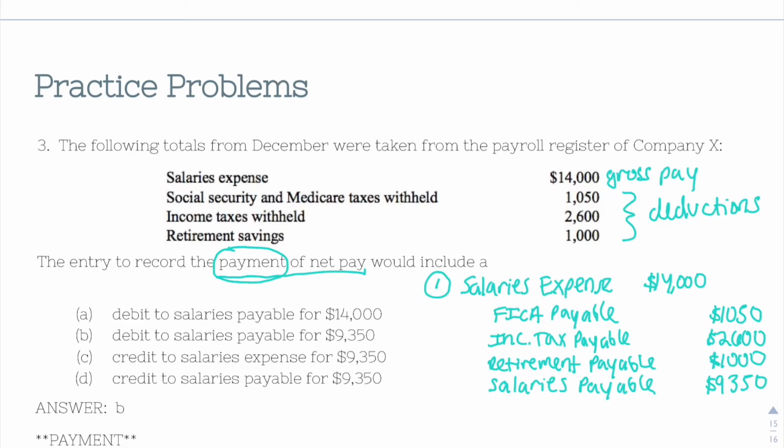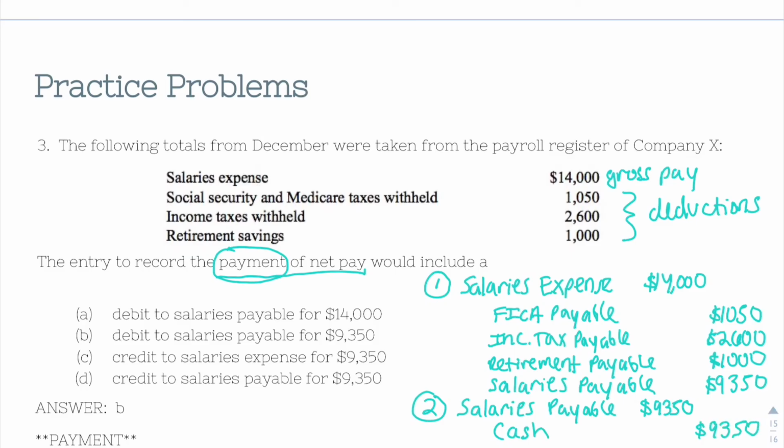So now you know what net pay is, and this is what the original entry would look like, but it's asking you to record the payment of net pay. So the payment of net pay looks like this. When we're paying it out, that means we're paying cash to our employees, we're getting rid of the liability for it. So we are going to debit salaries payable for the $9,350 because that's the liability we had. That's how much we owe them in net pay that we're going to pay out to them and they're going to take home. We debit salaries payable for $9,350, and we would credit cash for that same amount because we're paying them.